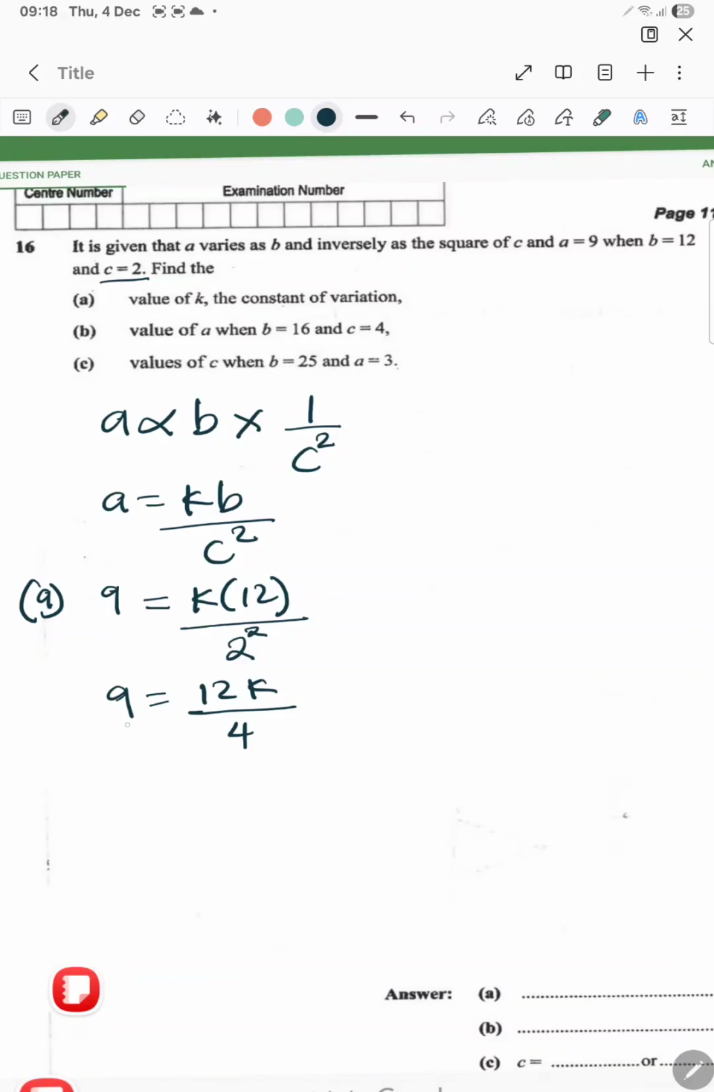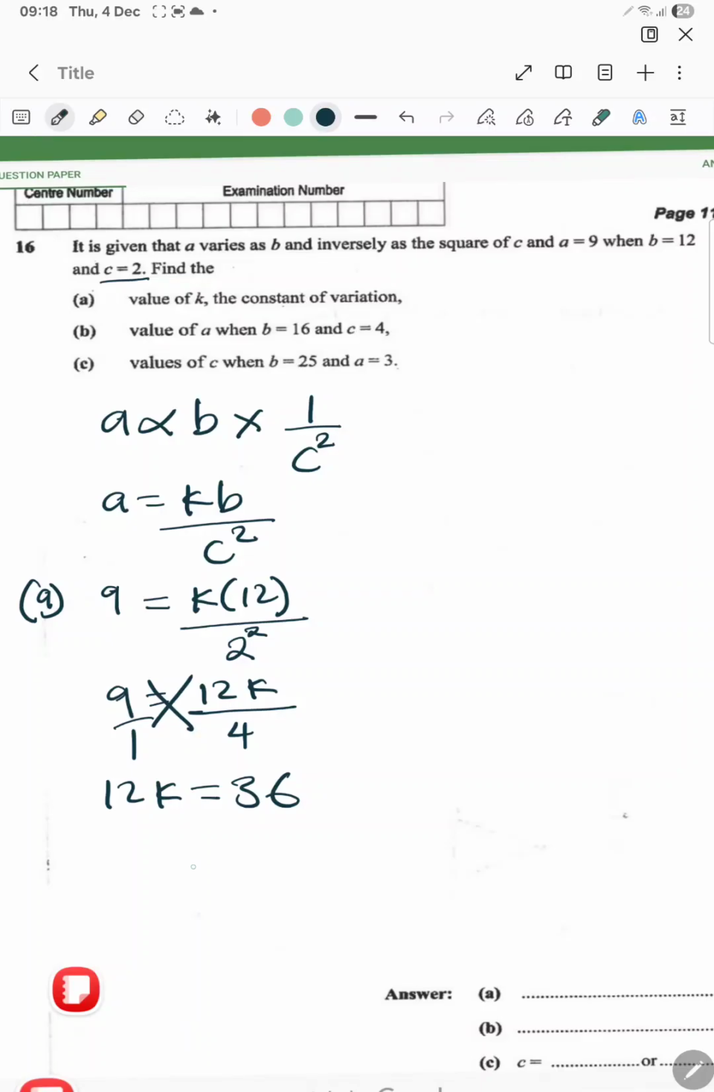Okay, so for you to get the value of K, here you are going to say over 1, you divide by 1, and then cross multiply. When you cross multiply, you multiply 1 times 12K and 9 times 4. So 12K is equal to 9 times 4, which gives us 36.